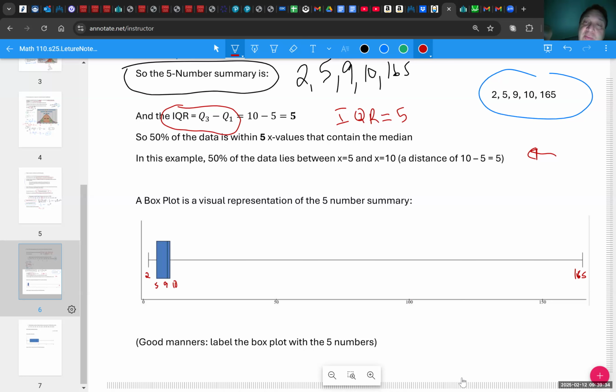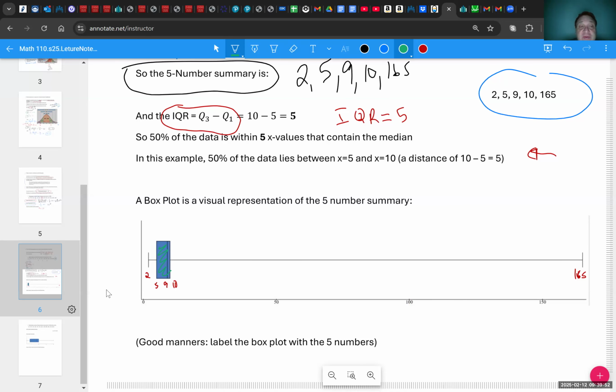By the way, this blue shaded region tells you where the IQR is. That's the middle 50% of the data. It's between 5 and 10. So they shade it in like that to make your eyes go to where the IQR is.